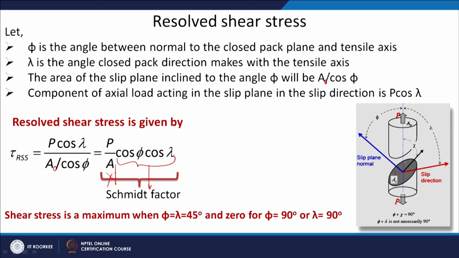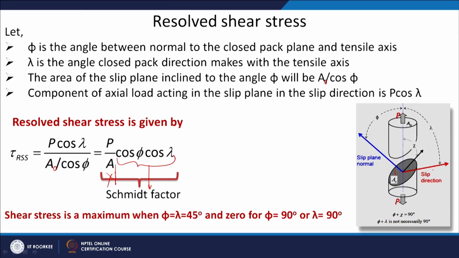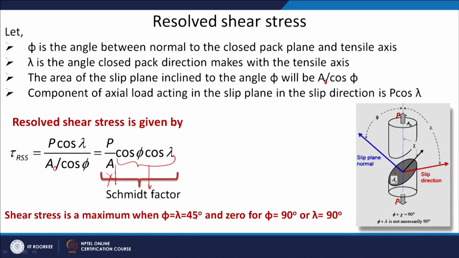So, phi 90 degree means the plane is parallel to the tensile axis. So, you cannot have shear in this direction, because in this direction your maximum principal stress is acting. Similarly, lambda becomes 90 degree when the plane is in this condition. So, now the principal plane is acting like this. So, in this plane shear stress cannot be maximum, because only the normal stress is acting there. So, in these two configurations of planes, my shear stress is going to be 0, and it is going to be maximum for phi and lambda equal to 45 degree.